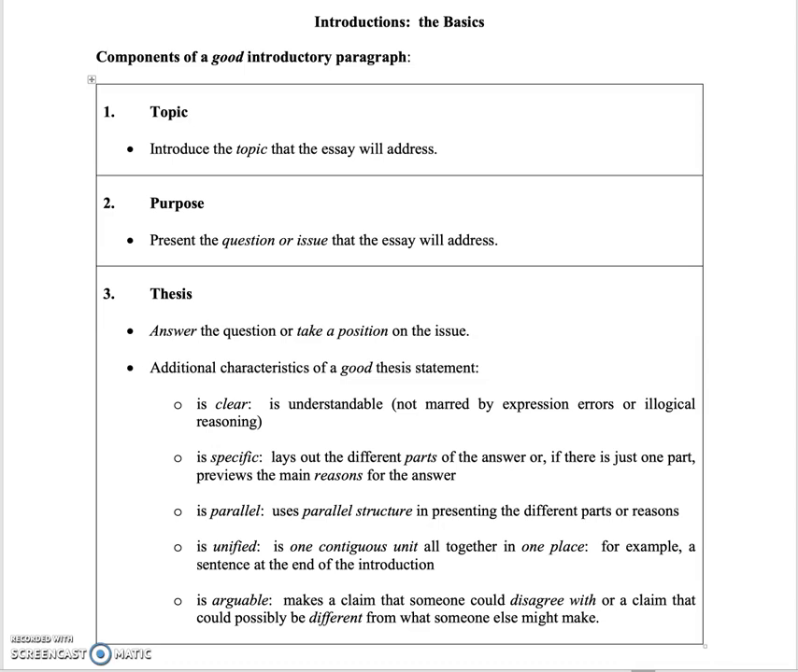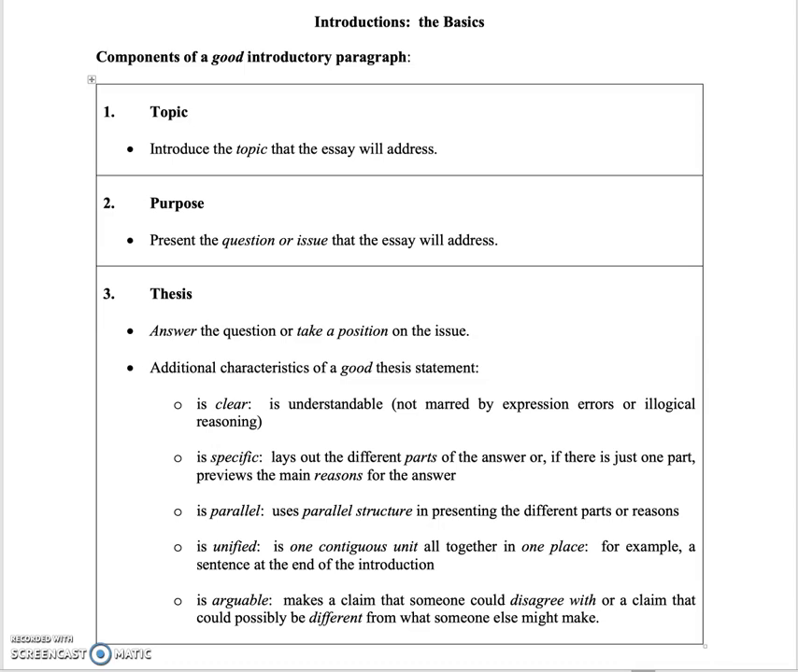It needs to be clear, obviously: no grammar or expression errors, no illogical reasoning. It needs to be specific. There are 2 different ways to make a thesis specific. If your thesis has a multi-part answer, then you just go through the different parts of your answer, and that's how you make it specific. If the answer is a one-part answer, like for or against something, then you make it specific by giving the different reasons for your answer, okay?